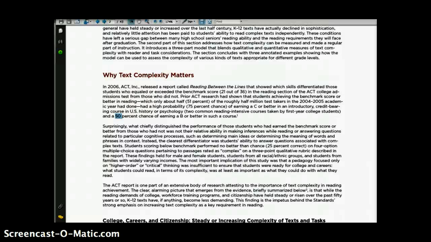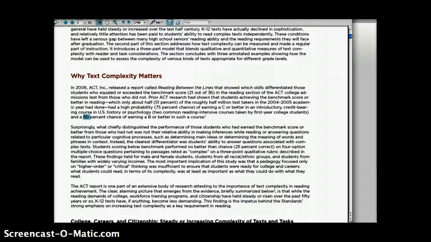And they have also found that the literacy needed for college and career is increasing over time, but that the text that we're using in high school has stayed the same, has stagnated, or even decreased. So there's a gap between what students are expected to do in high school and what they're expected to do in college and career. This is really important because what they're being asked to do in college and career is very literacy heavy.